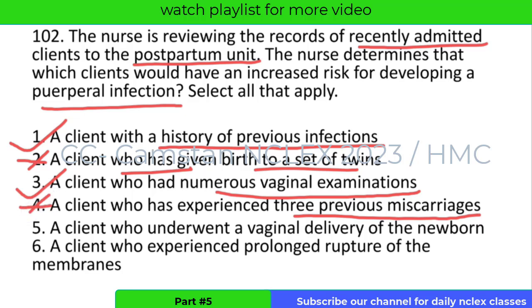And the next option is a client who underwent a vaginal delivery of a newborn. The vaginal delivery is not a risk factor for puerperal infection, so this option is also incorrect. And option 6 is a client who experienced prolonged rupture of membranes. Prolonged rupture of membranes is associated with puerperal infection. So this option is also applicable here.